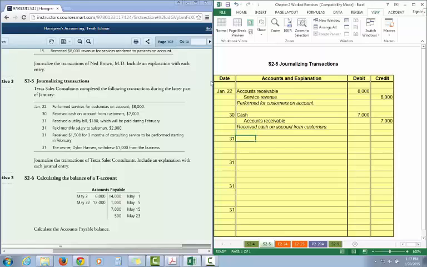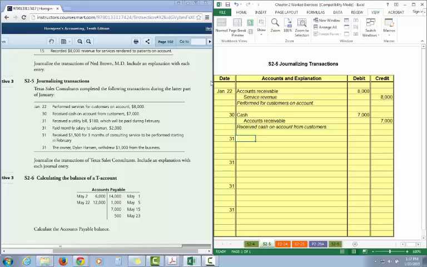Okay. Then January 31st, it said received a utility bill, $180, which will be paid during February. So this is an example of where we've incurred costs. We've used up whatever the utility is, whether it's water, electricity, or anything. We've used it up, so we have a cost, and we haven't paid it yet. So anytime we have some kind of cost where we've purchased something or used something up, and we haven't paid it yet, that creates a liability. So we're going to have a liability that we owe of $180.